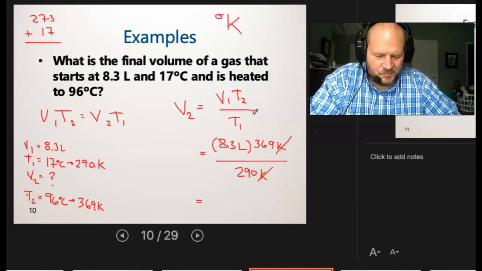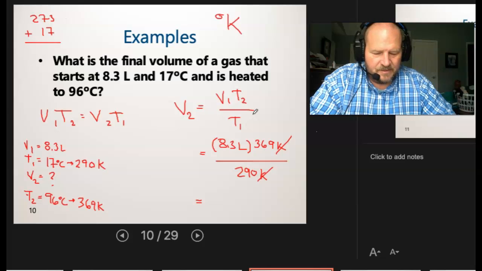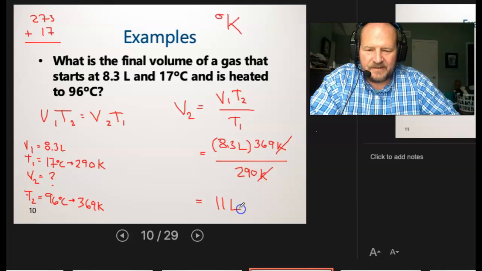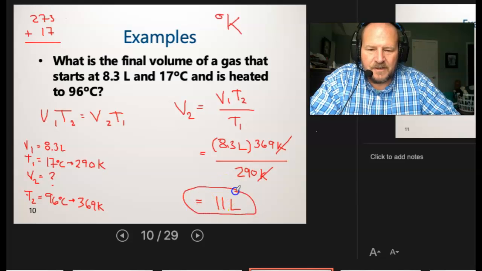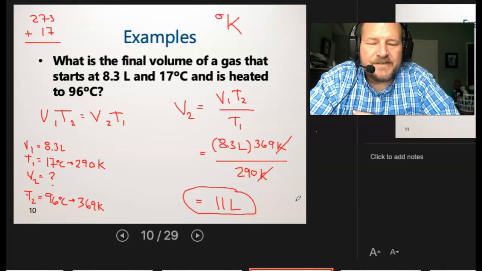All right, so we have 8.3 liters times 369 divided by 290 gives us, how many sig figs do I get here? 2, 3, 2. I'm going to apply 2 to my answer, which gives me 11 liters. Final answer.